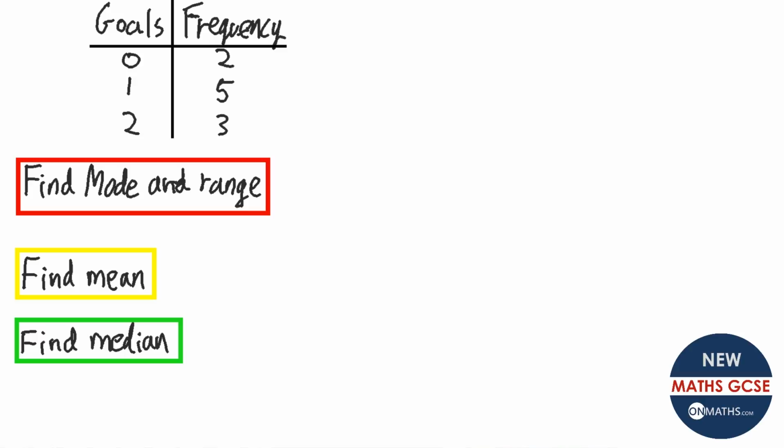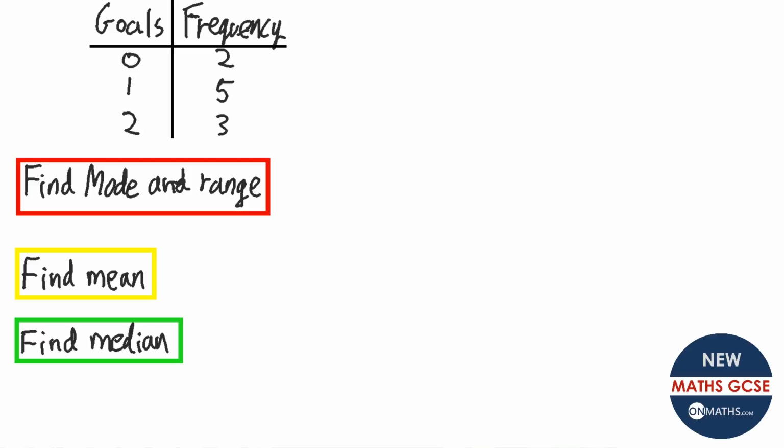So in 2 of these matches, 0 goals were scored. In 5 of the matches, 1 goal was scored. And in 3 of the matches, 2 goals were scored. So I could write this as 0, 0, 1, 1, 1, 1, 1, 2, 2, 2. Nearly slipped in a 3 there, but there are no 3s on there. The 3 is the frequency, it's how many times there's a 2.